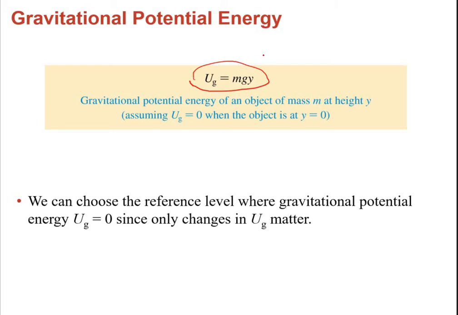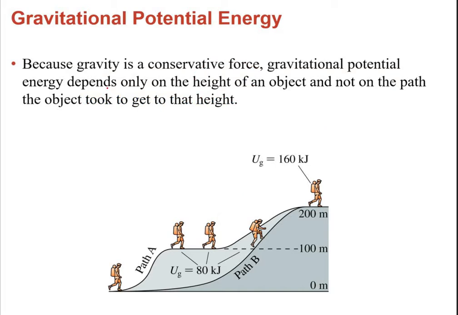There's one thing about gravitational potential energy that's important, and that's the reference level. It always depends on what reference level you're talking about. For example, if you take 2 points in a gravitational field, and this person walks this path or this path, the change in gravitational potential energy is the same. It's independent of the path, as we talked about in the previous video. But again, the reference point is important.